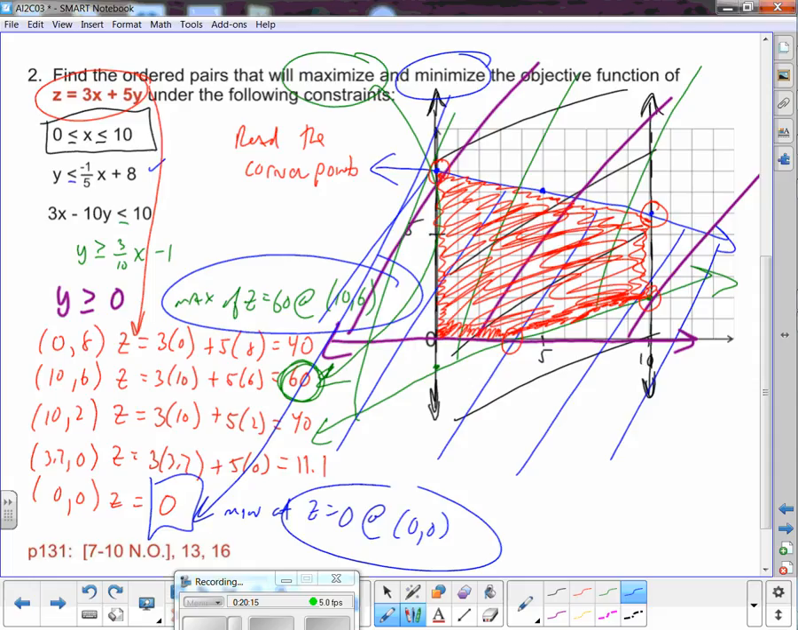So let me go back and try to recap and make sense out of it now that we did it. Okay, what is actually going on here? In real life, this is to maximize aspects of a business or minimize aspects. Maximize profit, maximize materials, minimize labor, minimize overhead, etc., etc.